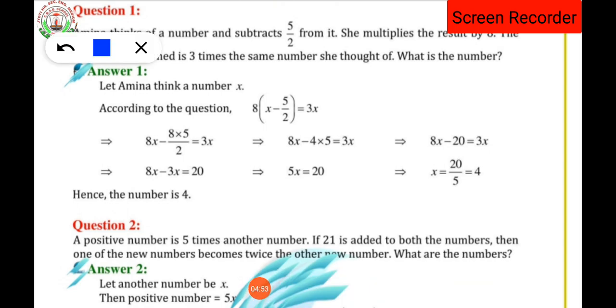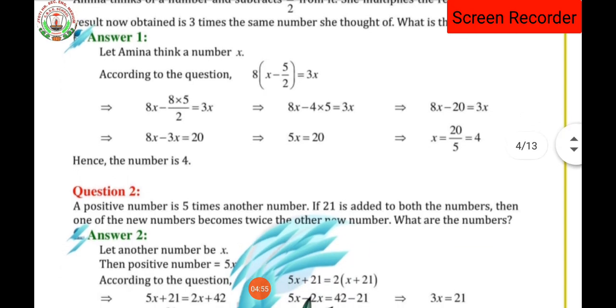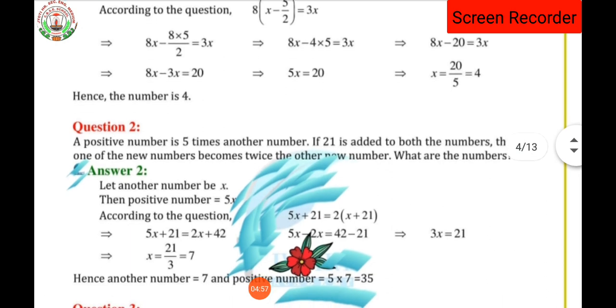Then when the equation becomes like this, we have to solve it. Now let's see how to solve the equation.